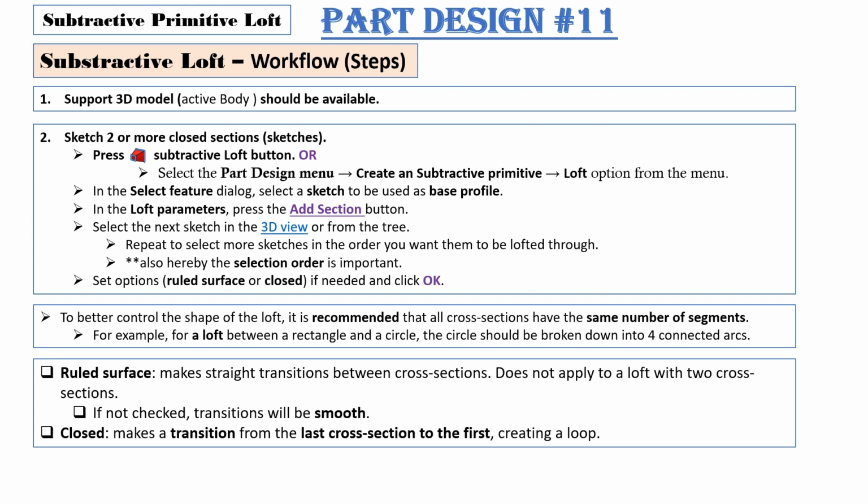You can activate these options if it is needed. Ruled surface makes straight transitions between cross-sections. Does not apply to a loft with 2 cross-sections. The closed option makes a transition from the last cross-section to the first cross-section.